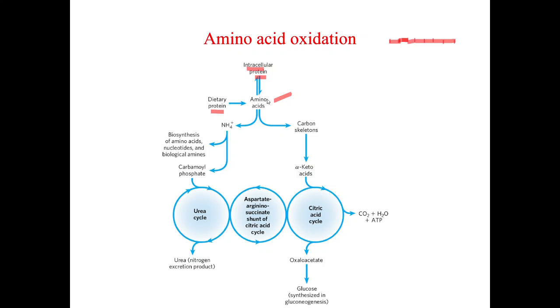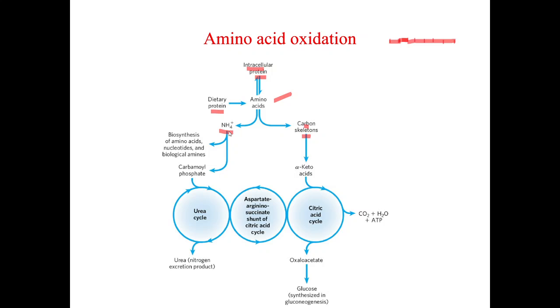An amino acid is made up of an amino group, a carboxyl group, the side chain R group, and a hydrogen atom. This amino acid structure can get dissociated into ammonia plus a carbon skeleton. So these are the two parts of the amino acid.